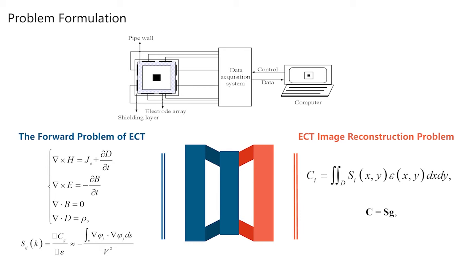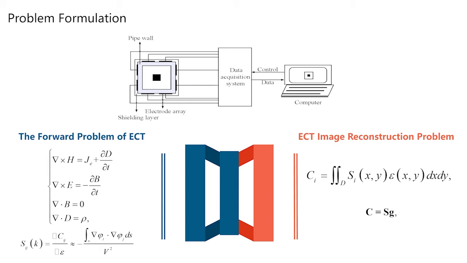The sensitivity matrix is calculated by calculating the variation of the potential in the measured region when the I and J electrodes are excitation electrodes respectively.